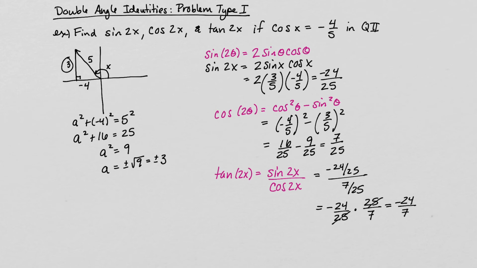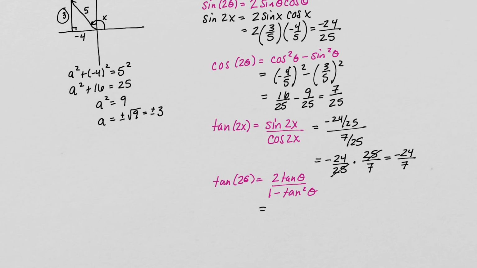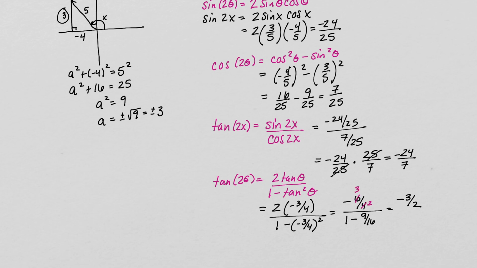I should say you could also have used the tangent formula that is on the sheet. So tangent of 2 theta is 2 tangent theta divided by 1 minus tangent squared theta. If I did that here, we're going to have 2 times the tangent, which is negative 3 over 4, divided by 1 minus negative 3 over 4 squared. So this would end up being negative 6 over 4 divided by 1 minus 9 over 16. We could reduce this to negative 3 over 2. Right, 2 goes into 6 3 times, 2 goes into 4 2 times.